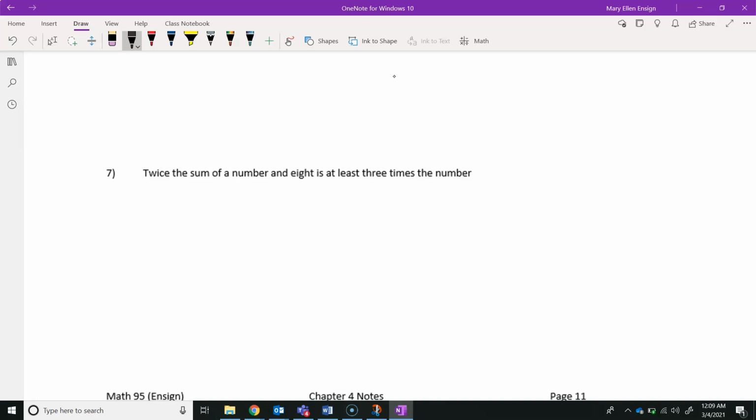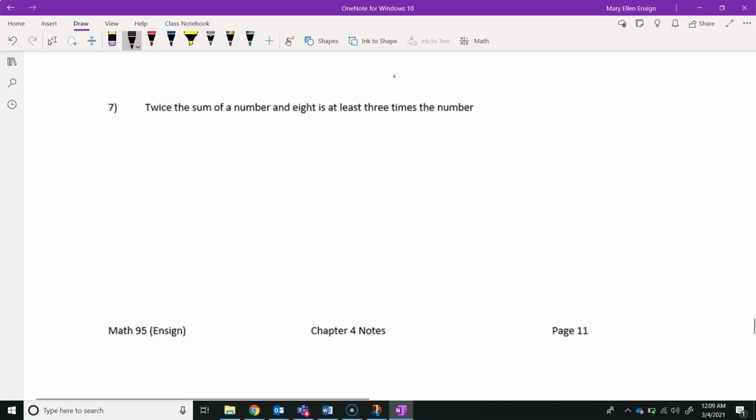Okay. Twice. So first of all, don't panic. Let's just read through it a few times. Don't even have your pencil in your hand right now. Just let's read through it a few times first. So twice the sum of a number and 8 is at least 3 times the number. So let's just start with where the equals or inequality is. It doesn't say "it is." It says it's at least something else. So that tells me that this is going to be an inequality, because it's not that this thing is exactly like this, it's that it's at least.